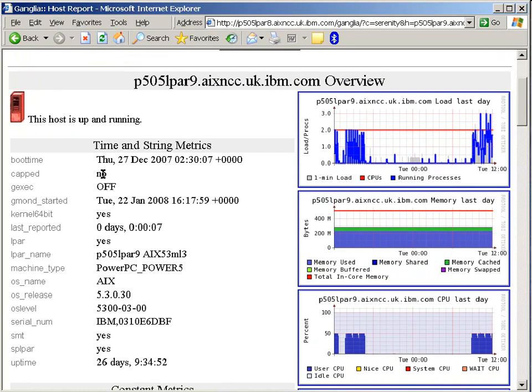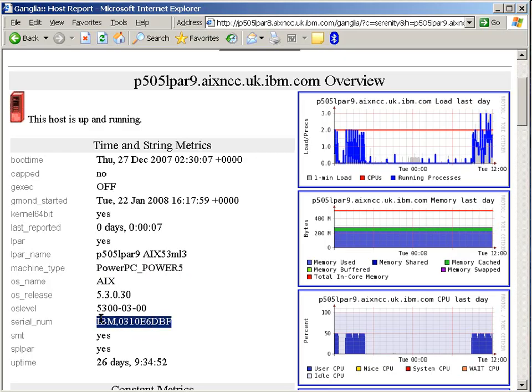Here's its host name. We know that it was booted on December the 27th. It's not capped, so we can go over its entitlement. We can see some other things here. 64-bit kernel, as we said. It's a logical partition. Down here it's a shared processor logical partition. We can also see the SMT switched on, how long it's been running, which version of AIX is actually running, and we're on a Power 5 based machine in here.